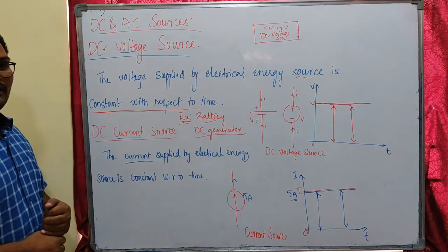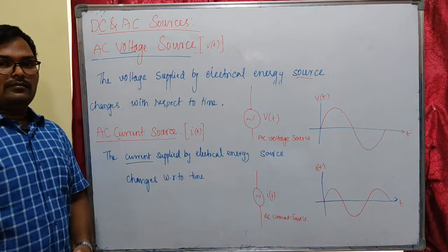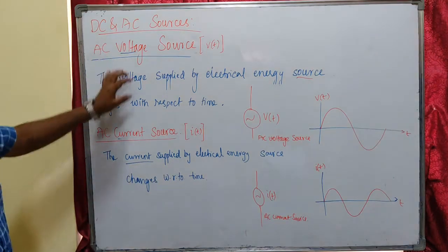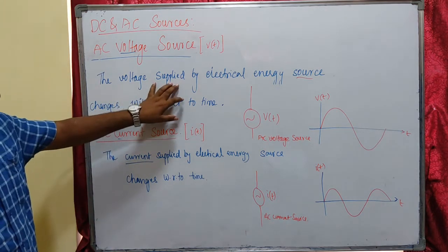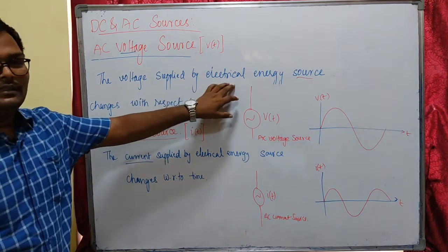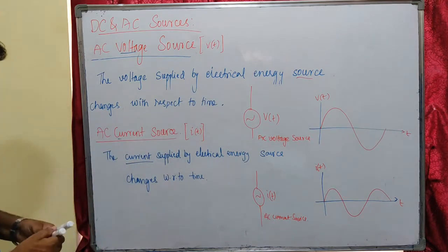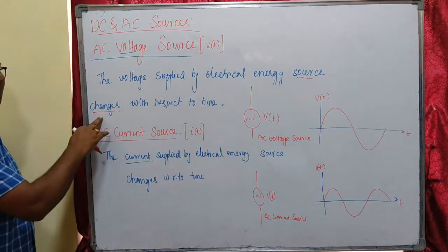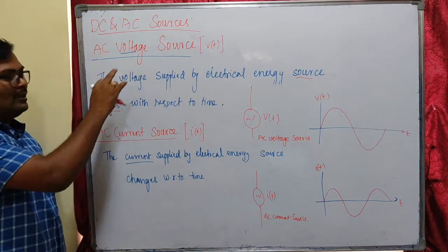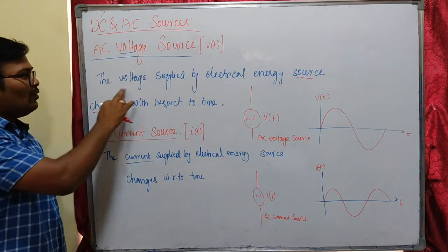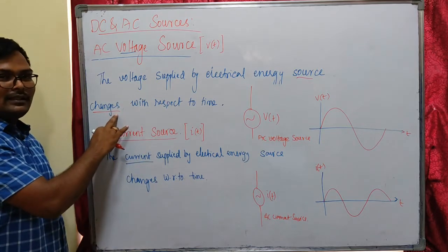Now let us see the AC voltage source and AC current source. The AC voltage source is a voltage source where the voltage supplied by the electrical energy source changes with respect to time. Initially, for a DC voltage source this was constant. Now for an AC voltage source, the voltage supplied by the electrical energy source changes with respect to time.